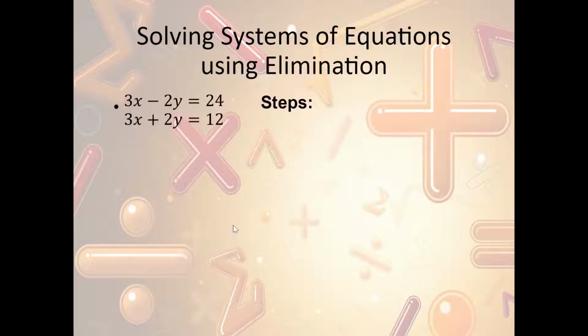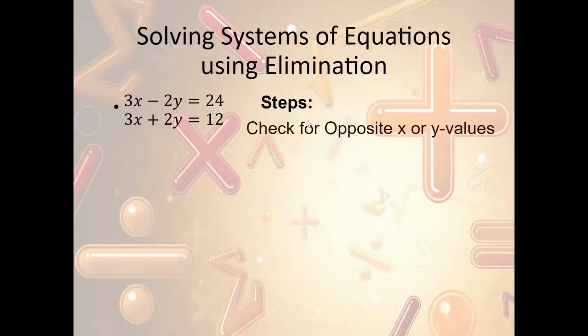Now let's talk about how we can solve this without having to graph. If we're given something like this, 3x minus 2y is equal to 24 and 3x plus 2y is equal to 12, we're going to solve this using what we call elimination. So here are the steps. First step is we're going to check for opposite x values or y values.